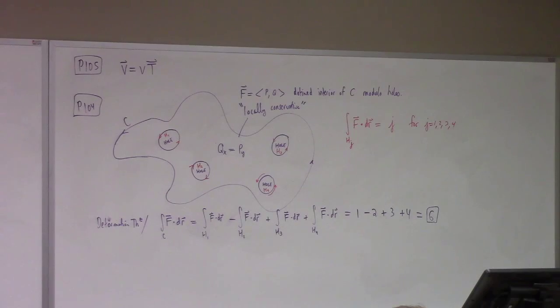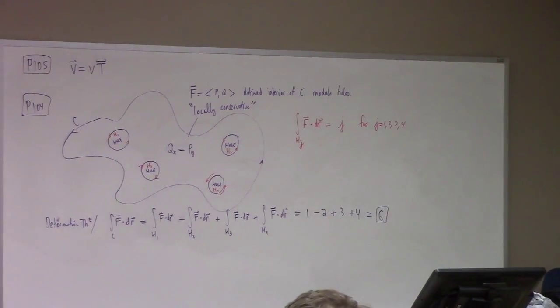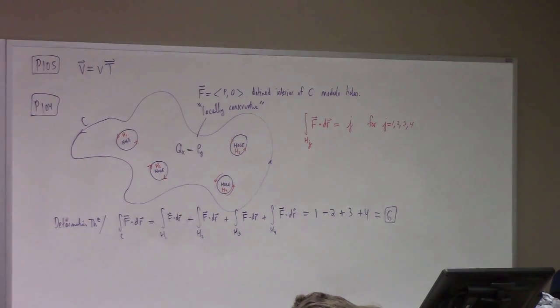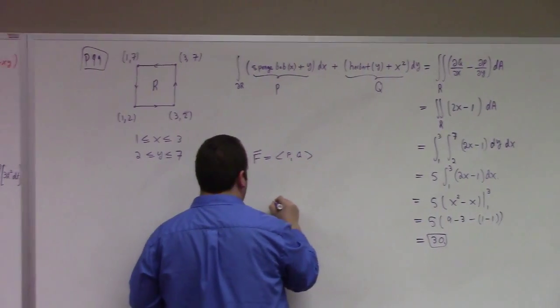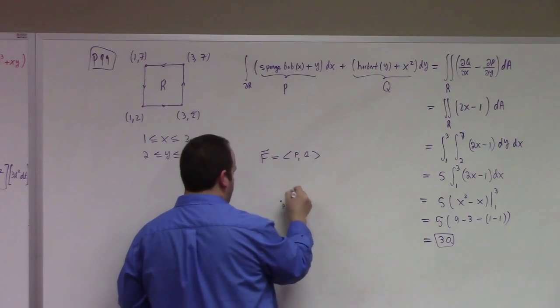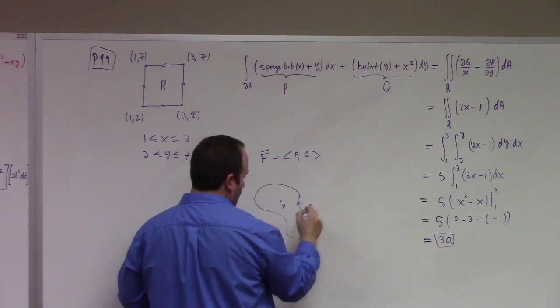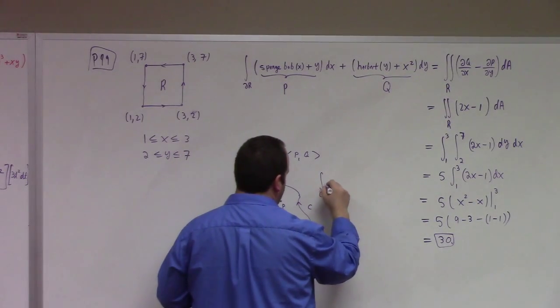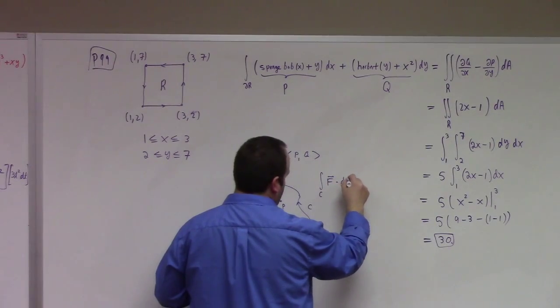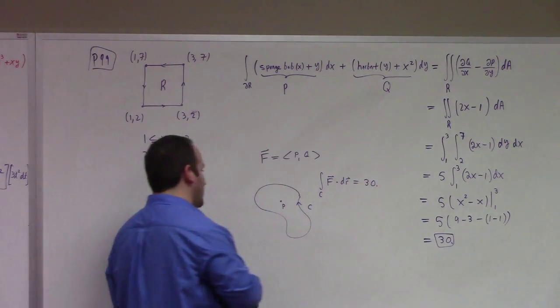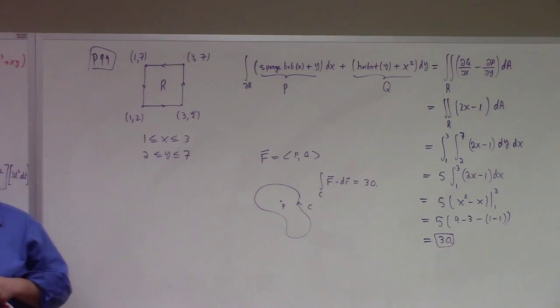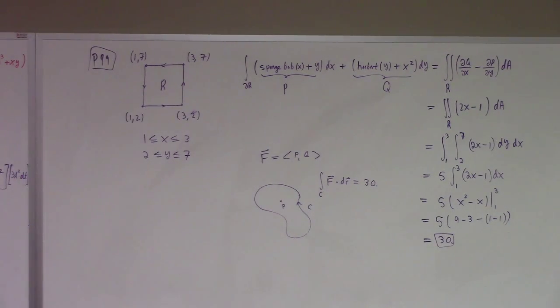That's a more complicated version of your problem. Now, given that information, let me pose a hypothetical. I've got a vector field (P, Q). Here's a point P, and there's some curve like this, C. Suppose the integral over C of F dot dr is equal to 30. Can this vector field be conservative on any domain which contains that curve?